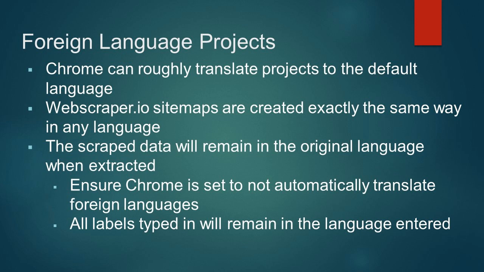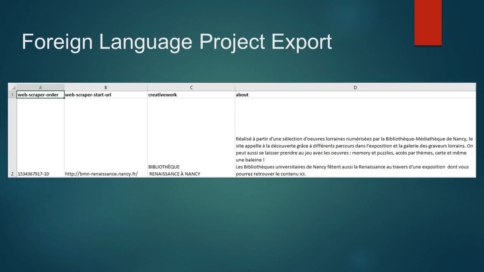And what we found was once we went to extract it, it kept the original language. So once you enter in your information about the selectors, Chrome will not translate any page unless you specifically tell it to. So when the scraper goes in to load the page for scraping, it's still in that original language.